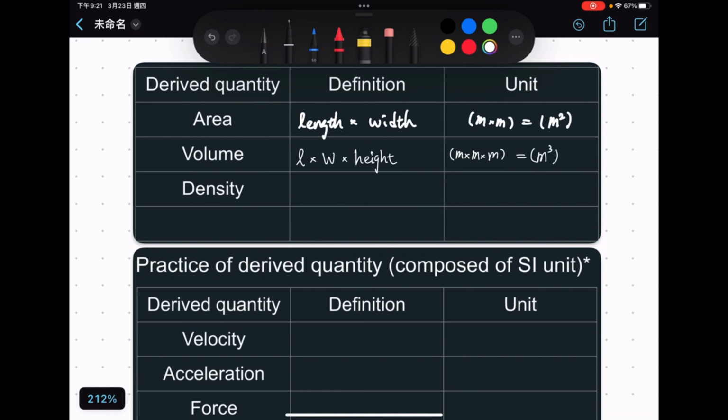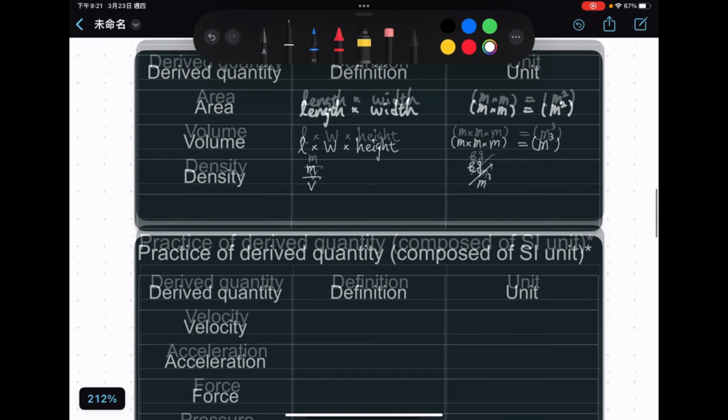And the density is about the mass of an object per unit volume. So it's defined by mass per unit volume. So you will see the unit is kilogram per meter cubed. So this is the area, volume, and density. Their units are composed of SI units, and they are derived quantities here.